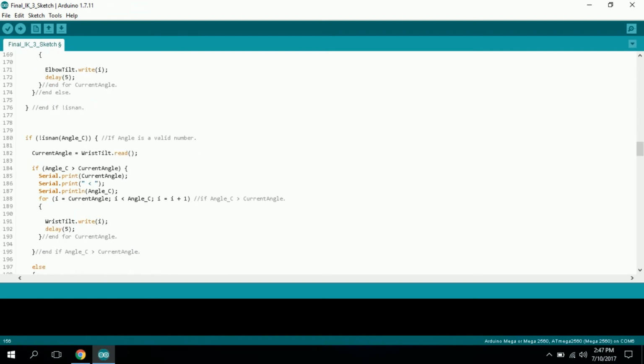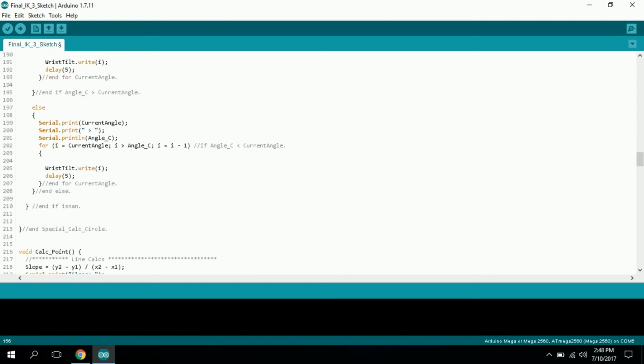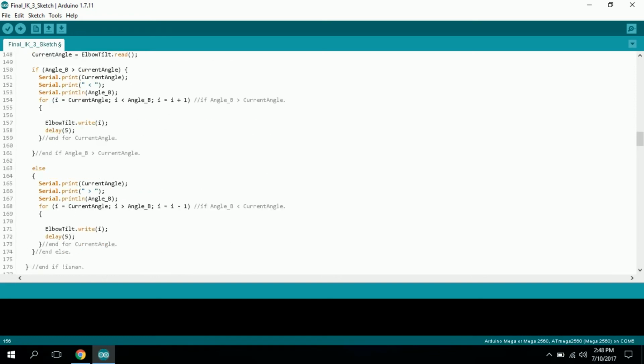Next, I process angle C. If it is not a number, which means it is a number, then the current angle's the wrist tilt. I print out some information showing what angle I'm going to, and then I increment it slowly so that it moves smoothly. Otherwise, I decrement it, and I print it out, and then I decrement it down to the angle, and that's basically speed control. And that's the end of the special calc circle. There's this line up here.